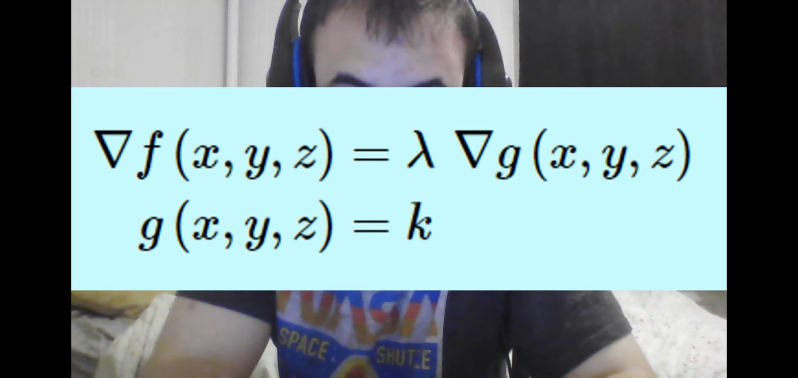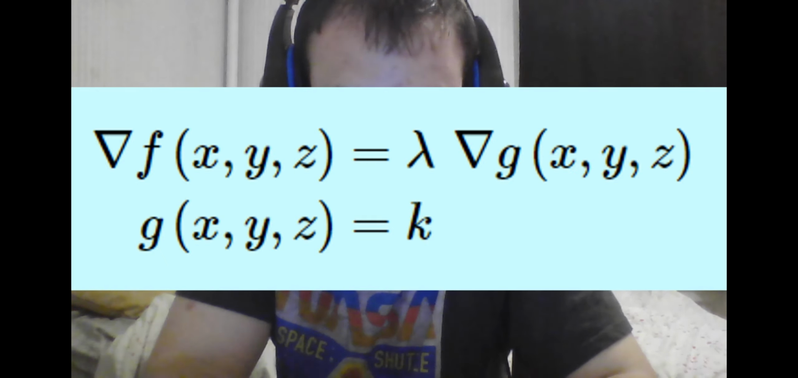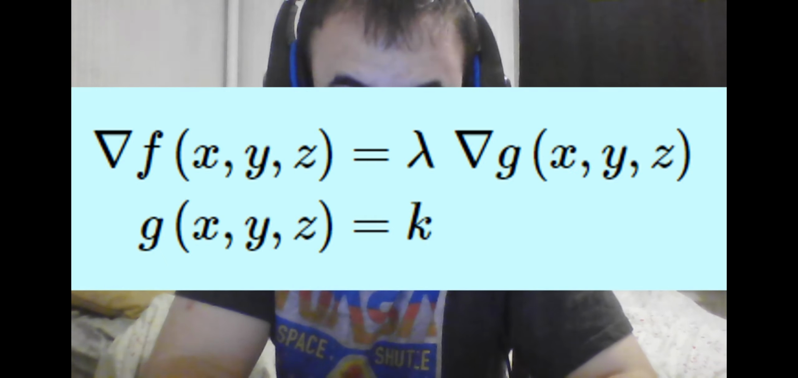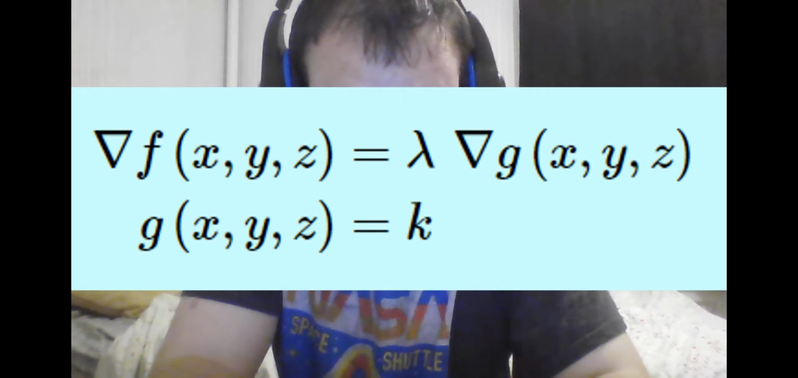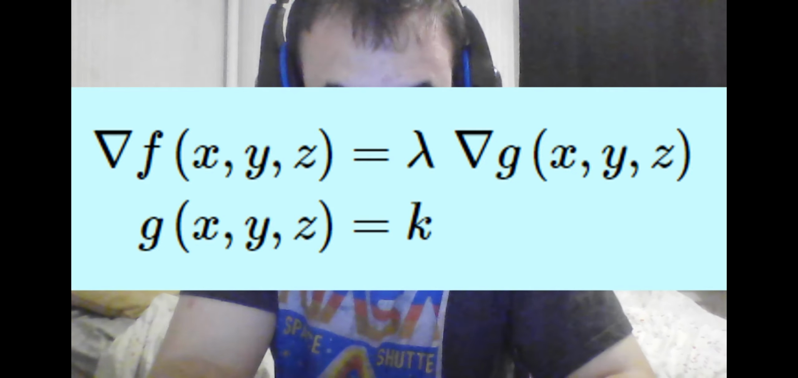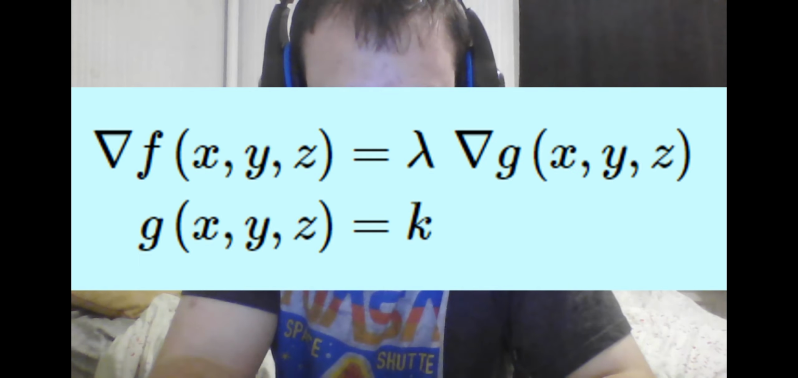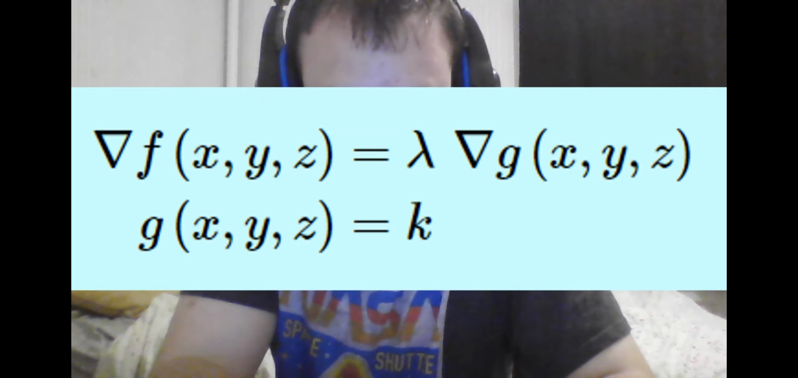f of x, y, z is exactly equal to the Lagrange multiplier multiplied by the gradient of g of x, y, z, and that g of x, y, z by itself, without a gradient, equals a finite value k. The symbol for the Lagrange multiplier is formally denoted with an upside down y, which is known as lambda.